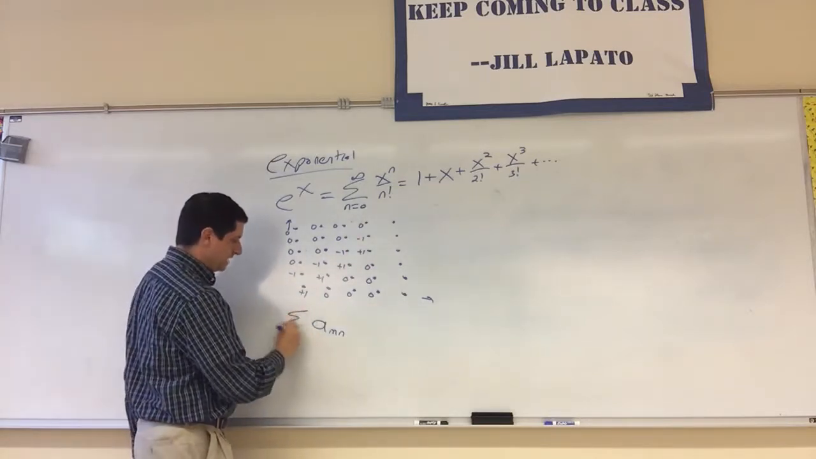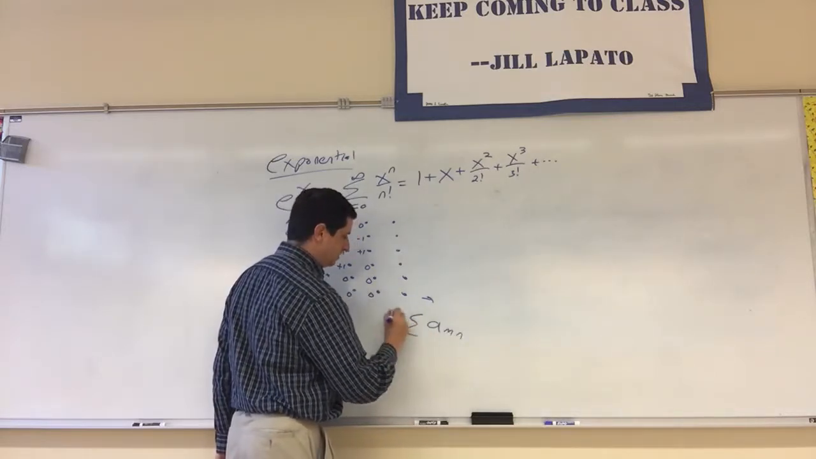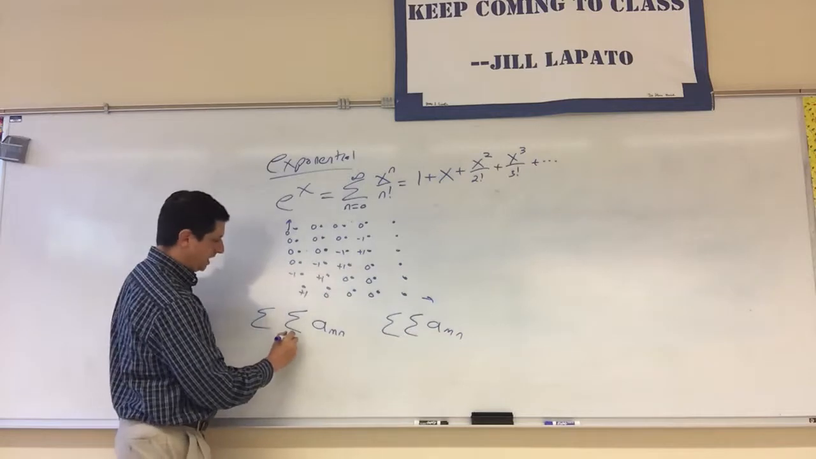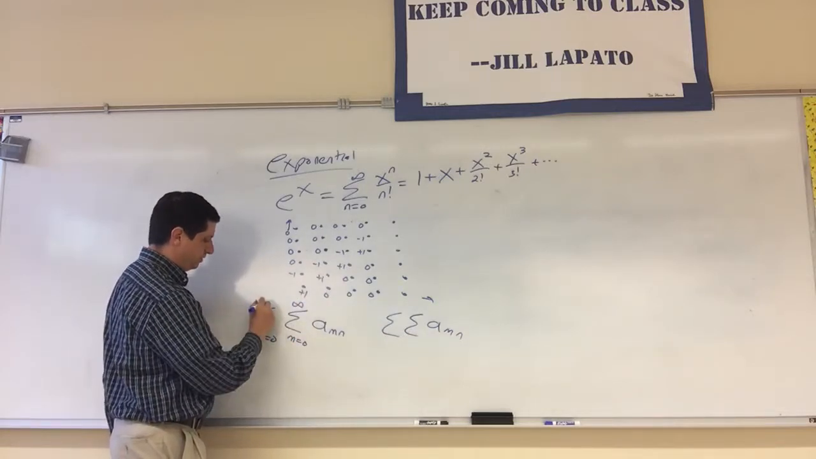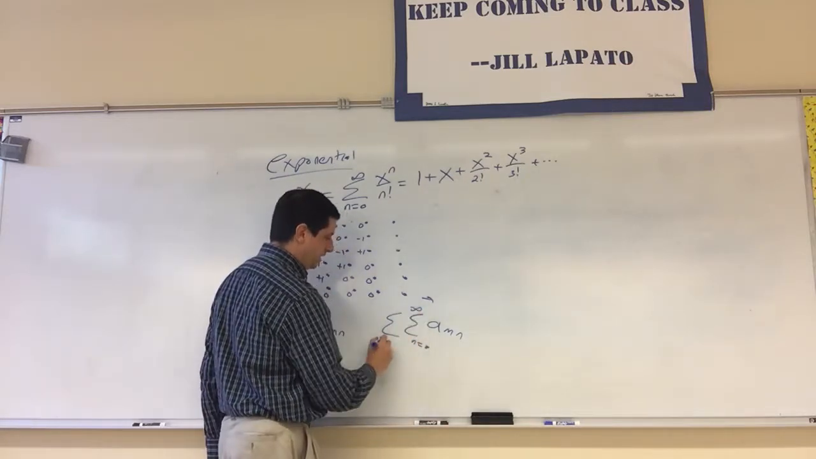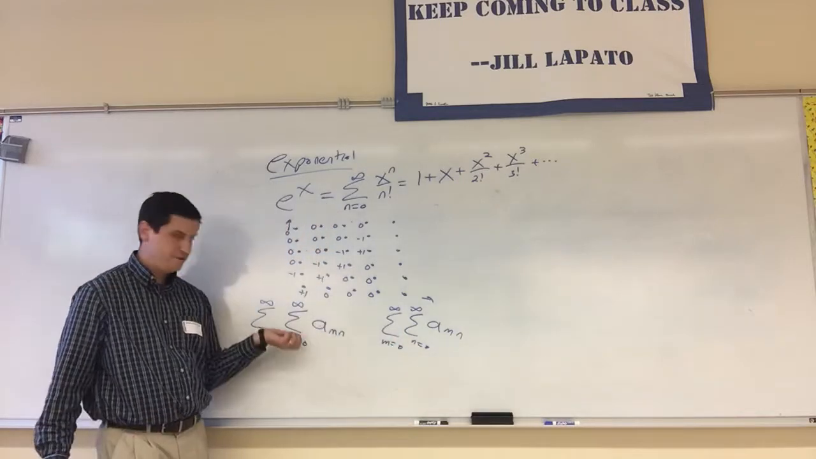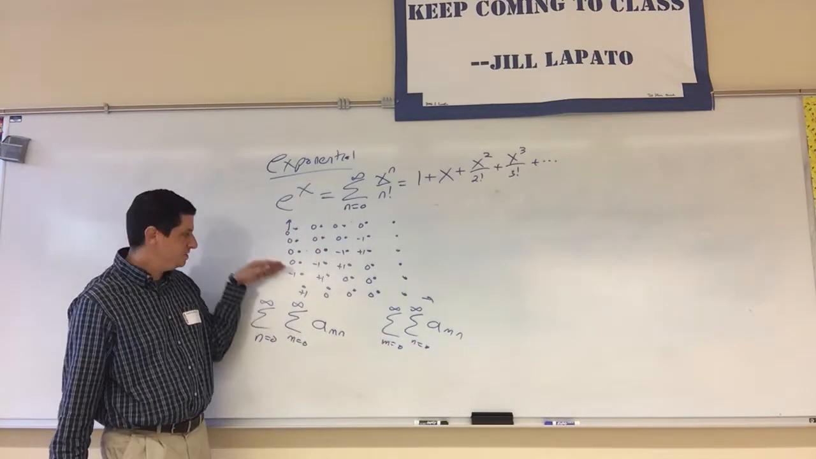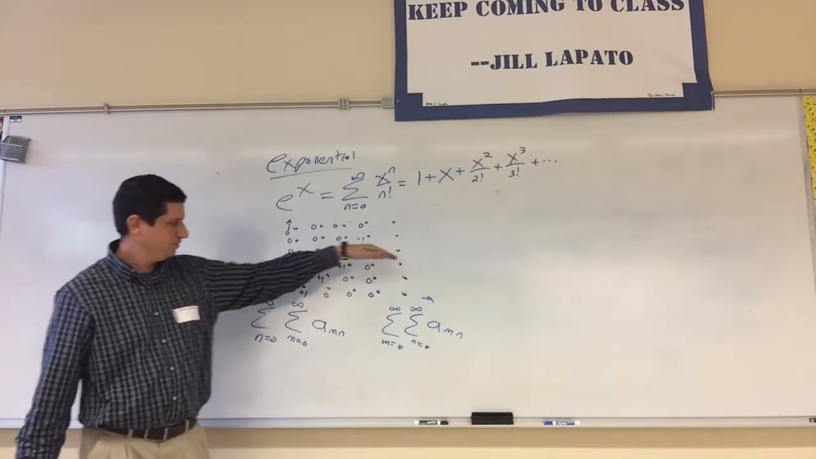And so it's natural to calculate the sum two different ways. First, I could sum n goes from 0 to infinity, and m goes from 0 to infinity. Or I could do m from 0 to infinity, and then n from 0 to infinity. So what does this mean? It means I first fix an n, so the n is my height, and I sum throughout that row.